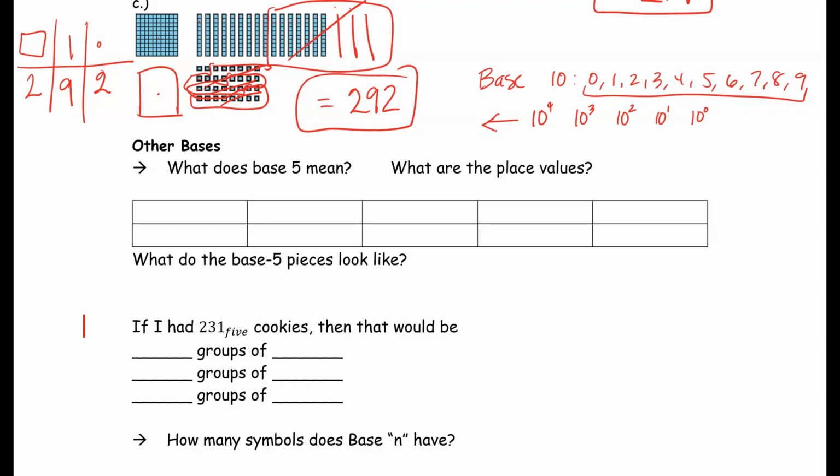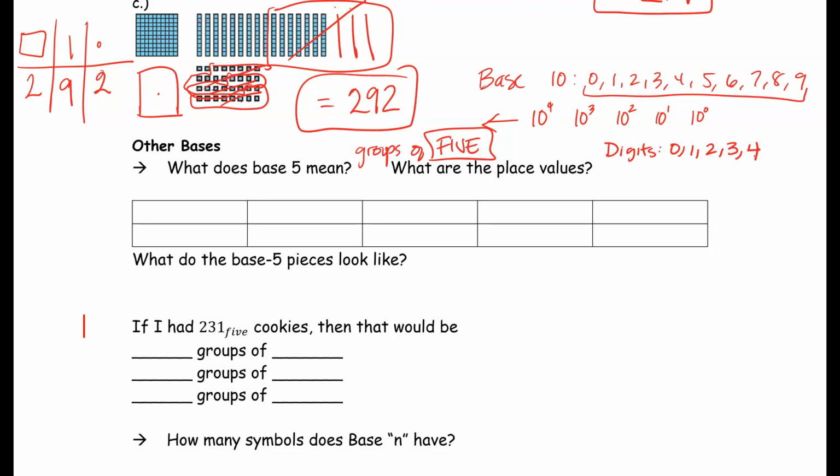So if we have base 5, okay, we're counting in groups of 5, instead of 10. The digits that we would use would be 0, 1, 2, 3, 4. So you stop right before 5, just like in base 10, you stop at 9, and that's right before 10.